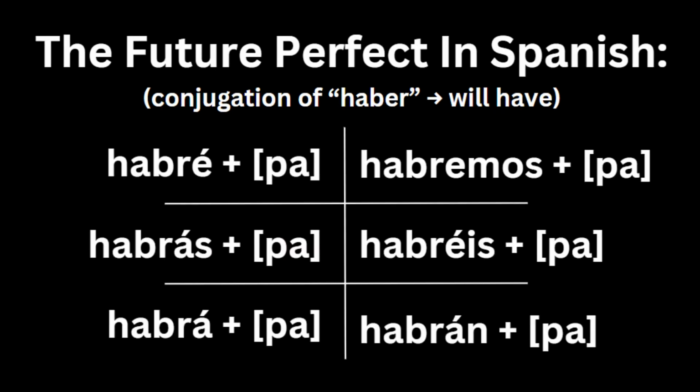For the yo pronoun, we have the word habré, which is a conjugation of haber plus any participle that we want after. For tú, we have habrás. For él, we have habrá. For nosotros, we have habremos with no accent, making it the only conjugation of haber in the future perfect with no accent. For vosotros, we have habréis, and for ellos, we have habrán.